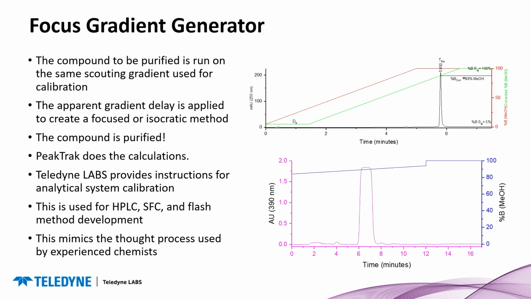The compound to be purified is run on the same scouting gradient used for calibration. The apparent gradient delay is applied to create a focused or isocratic method, and then you simply purify the compounds. PeakTrack does the calculations on our system, and Teledyne Labs provides instructions to calibrate your analytical SFC or HPLC to your Teledyne Labs system. This is used for HPLC, SFC, and flash method development, and it actually mimics the thought process used by experienced chemists.